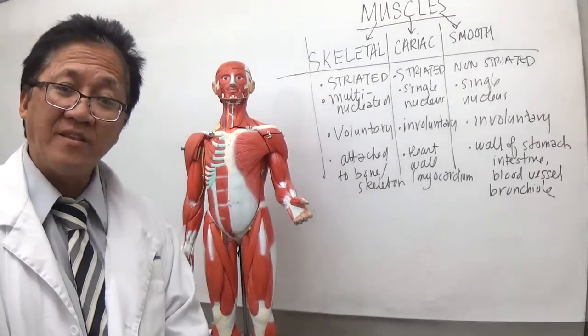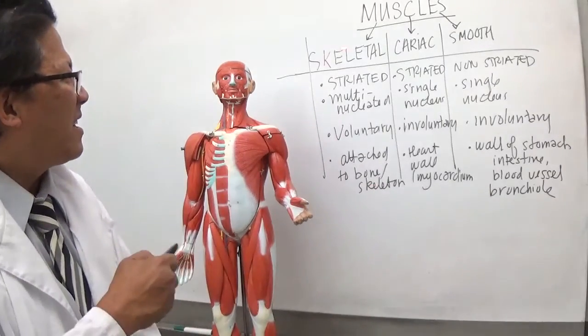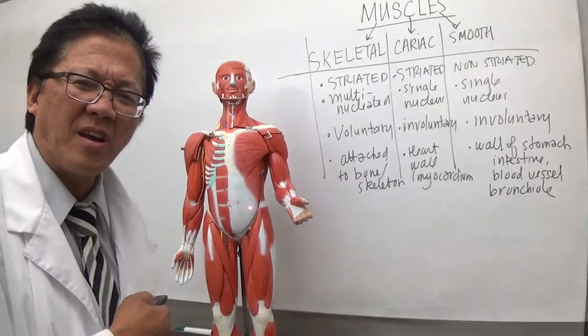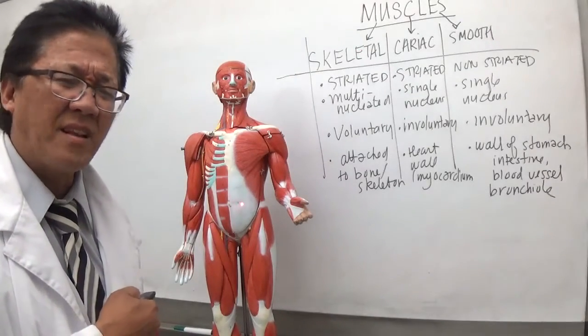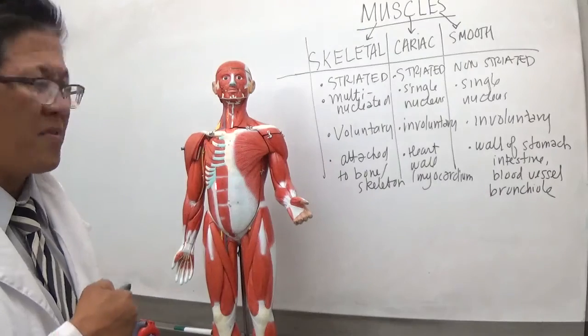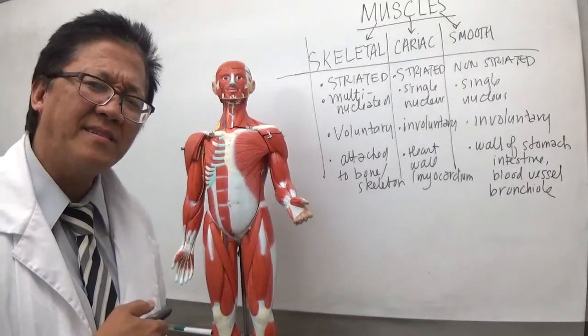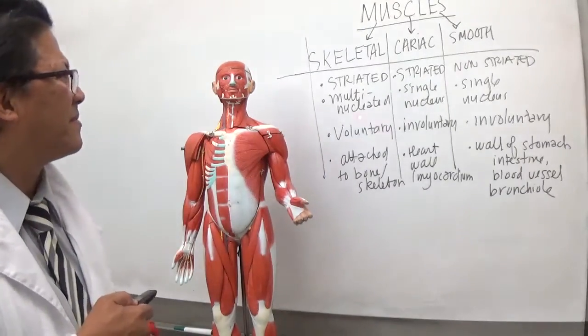First one would be the skeletal muscles, and as you can clearly see in this particular model of the skeletal muscles, they're found all throughout the body. As the term implies, they're attached to your bones or skeleton.